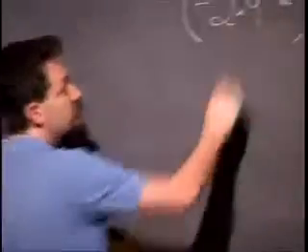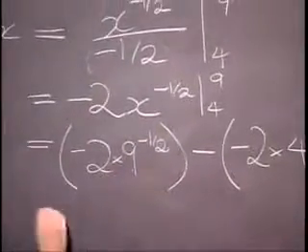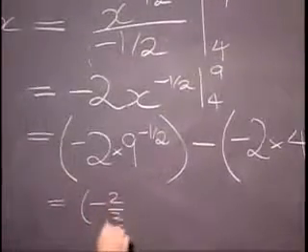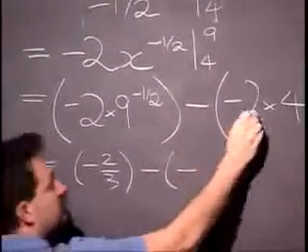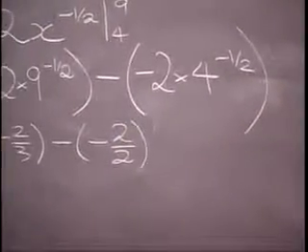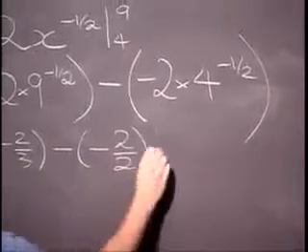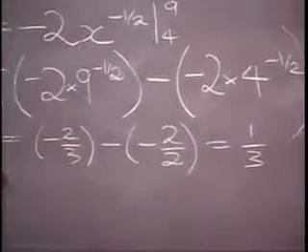This is the square root of 9, reciprocal. The reciprocal comes from the minus. So this is minus 2/3 minus, and the same thing, this is 1 half, minus 2 halves, the square root of 4, and the reciprocal. So this is 1 minus 2/3, so it should just be 1/3.